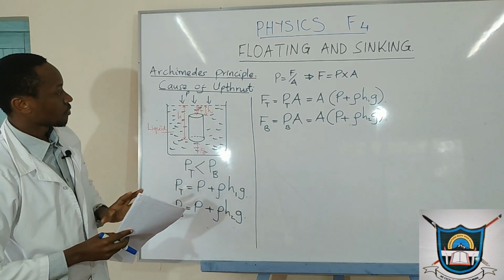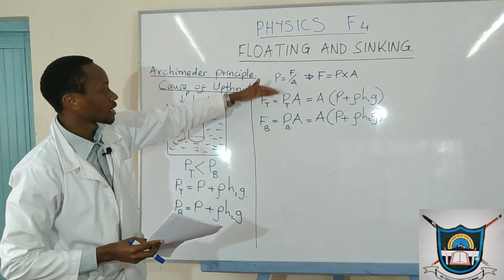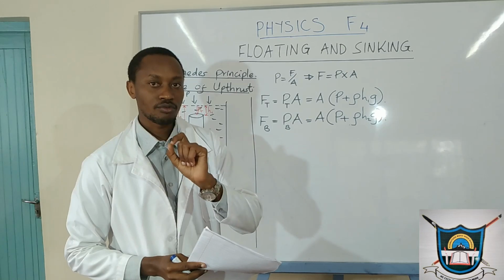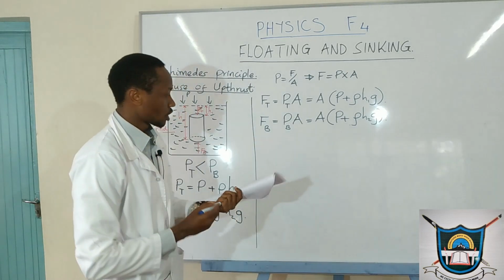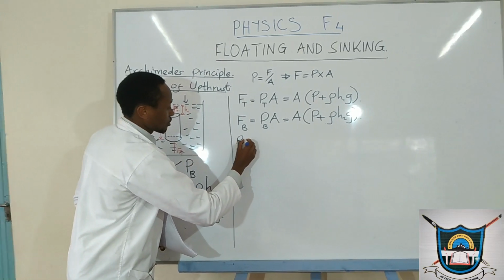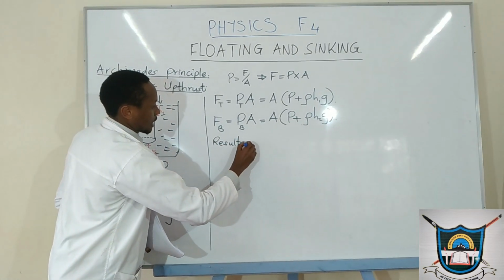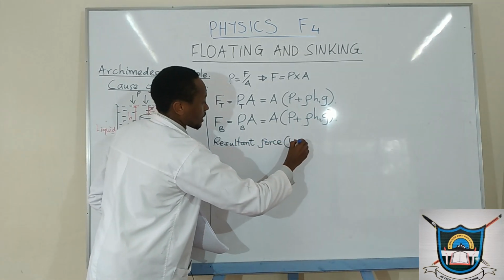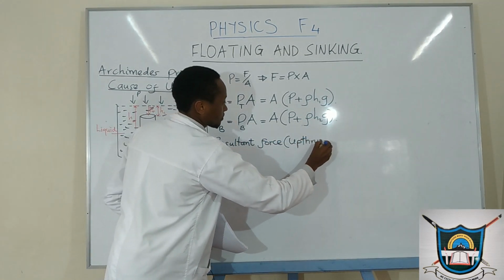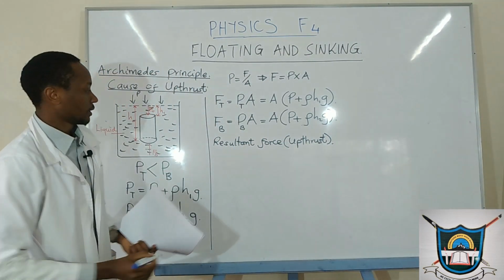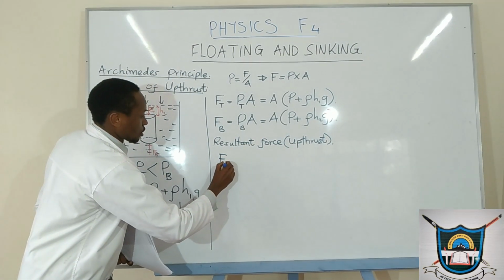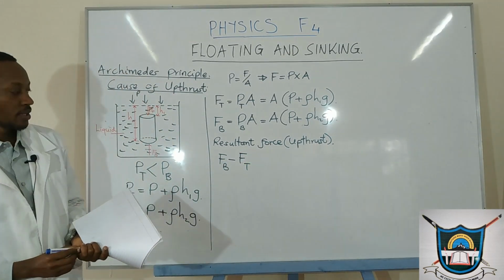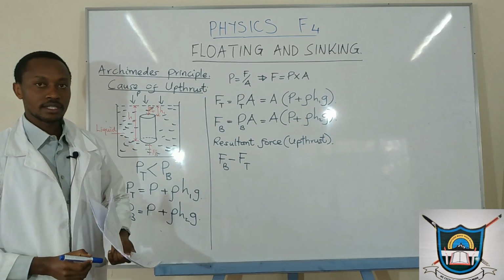Now the resultant force, as a result of the difference between these two forces, we call it a resultant force, which is the same as upthrust force. So therefore, student, the resultant force, which I'm saying is the same as upthrust, will be given by force at the bottom minus force at the top. That will be the same as a resultant force, which is the same as upthrust.